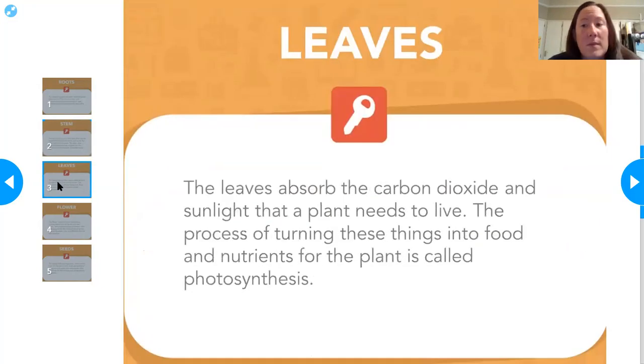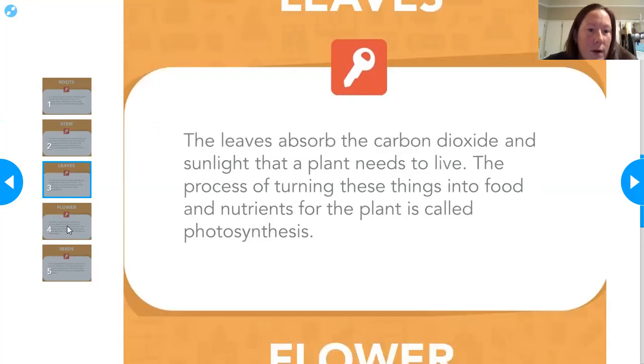Leaves. Okay, this is the one Miss Morgan was like, I just don't know. Well, the leaves absorb the carbon dioxide and sunlight that a plant needs to live. The process of turning these things into food and nutrients for the plant is called photosynthesis. You know what? That photosynthesis, that seems like a really big, important word. I might want to jot that down on my piece of paper for later. That's important though. Let's go to the next slide.